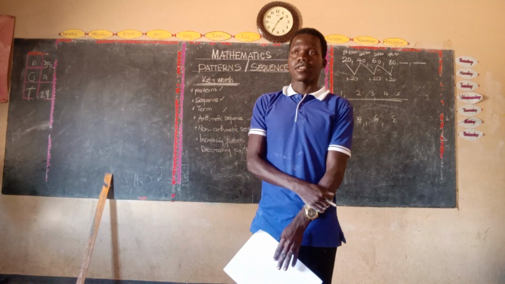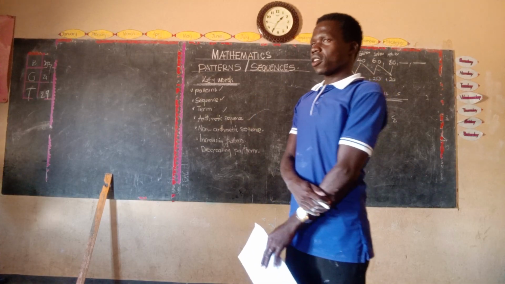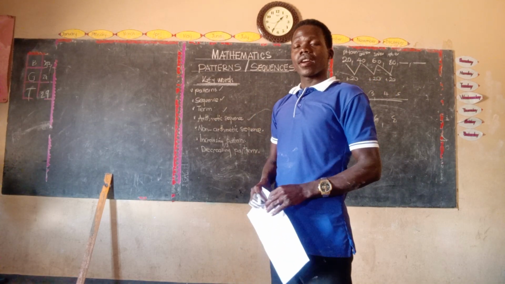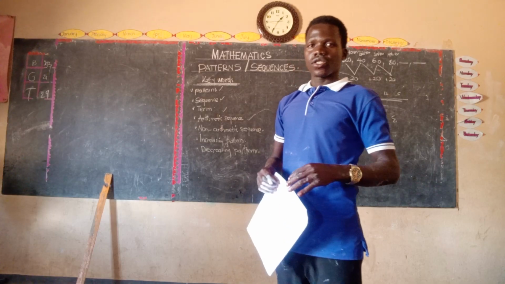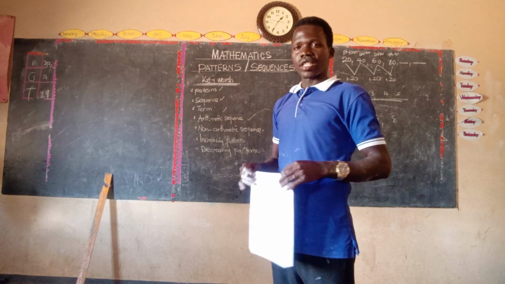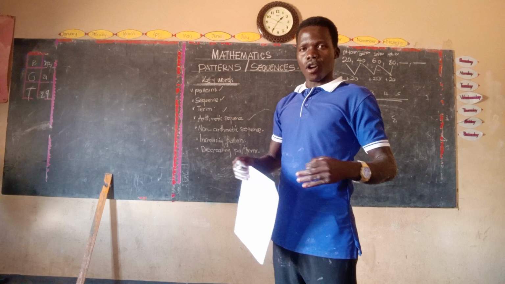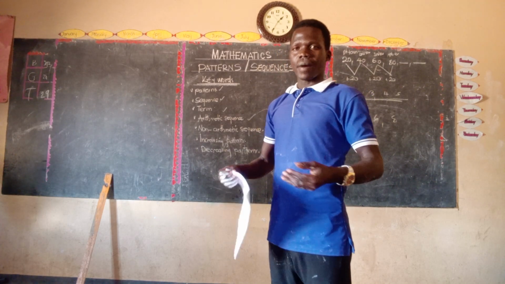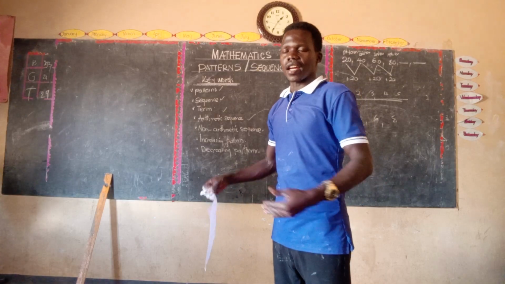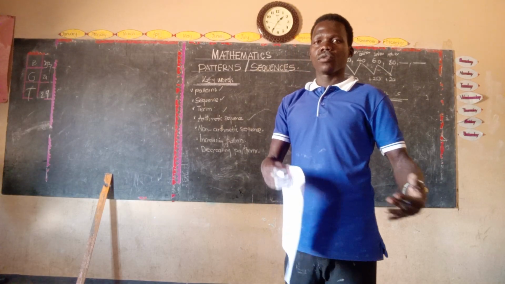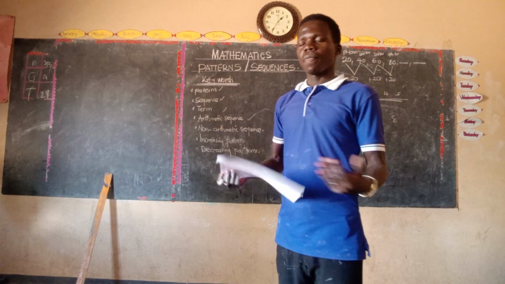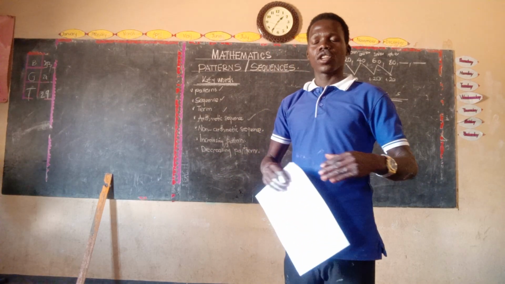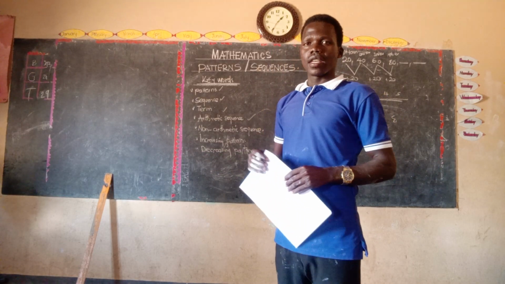Arithmetic sequence. What do we mean by arithmetic sequence? An arithmetic sequence is a series of numbers with uniform order or uniform patterns. When I say patterns, it's the order in which things are done. Like when we are adding 20, you keep on adding 20 throughout. When we are adding 1, you keep on adding 1. When you're subtracting 2, you keep on subtracting 2. That is what is called a uniform sequence.